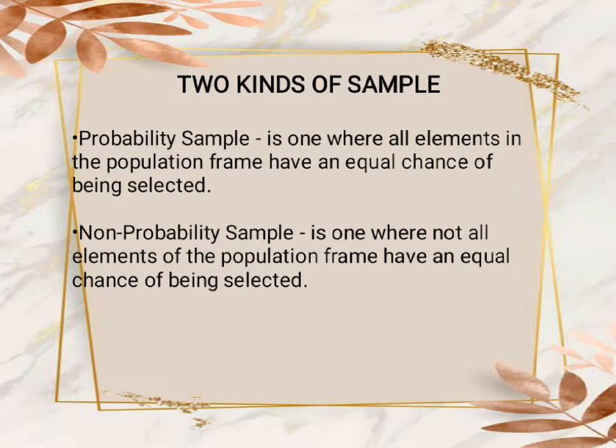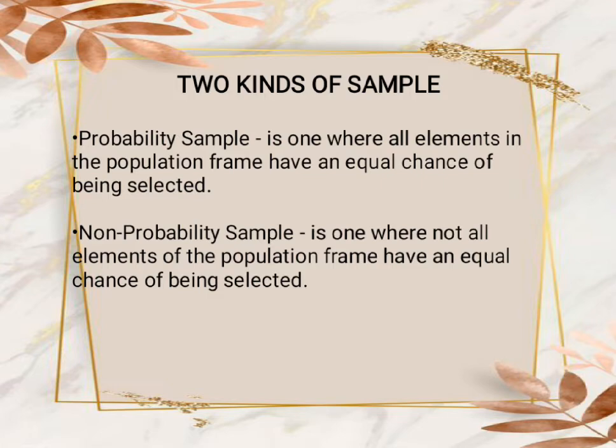Second type of sample is non-probability sample. It is one where not all elements of the population frame have an equal chance of being selected. This sample is not representative of the population. Example, a teacher counted 100 students in the auditorium.